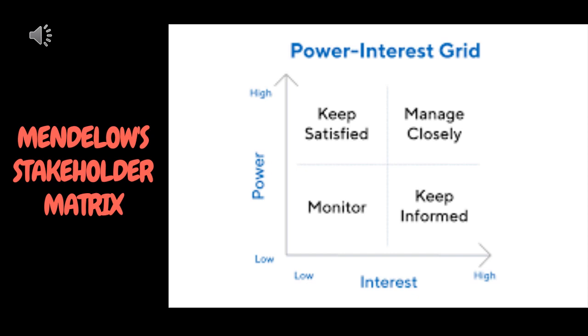And what you do with respect to the key players is that you make sure that you satisfy them. You follow whatever their requirements or expectations are. The second thing is that if there is a stakeholder who has got a high interest but low power, you don't have to worry about it. You just have to keep them informed.